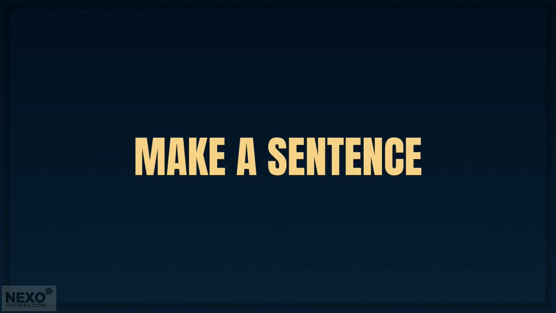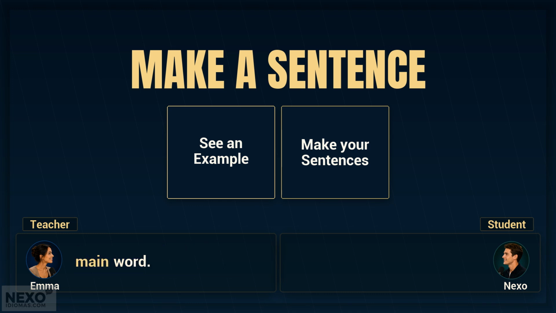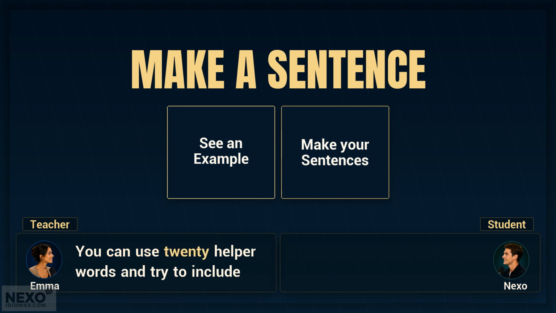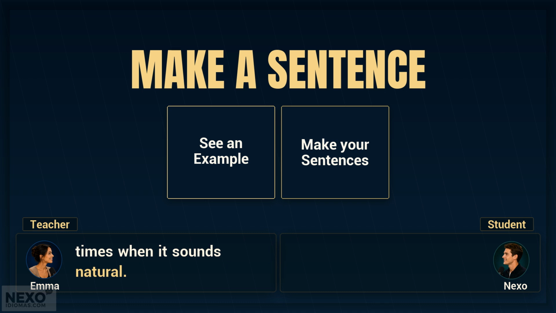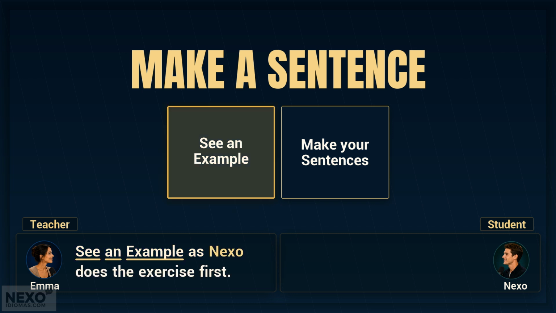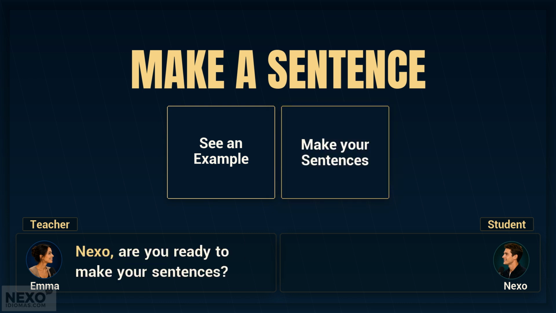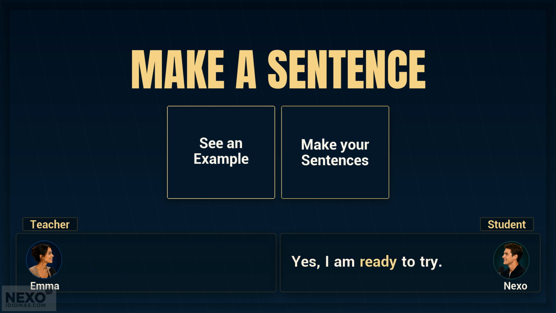Make a sentence. Now we will build 6 sentences, one for each main word. You can use 20 helper words and try to include times when it sounds natural. So I write about places and times. See an example as Nexo does the exercise first. Make your sentences using the main words and the helper words. Nexo, are you ready to make your sentences? Yes, I am ready to try.